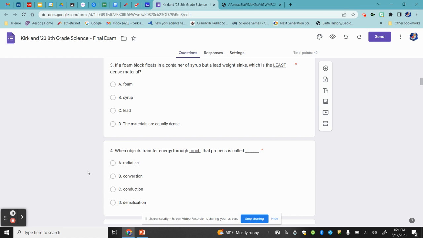4, when objects transfer energy through touch, that process is called A, radiation. B, convection. C, conduction. D, densification.